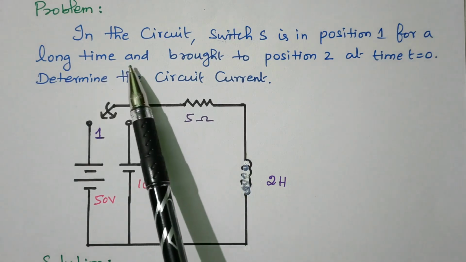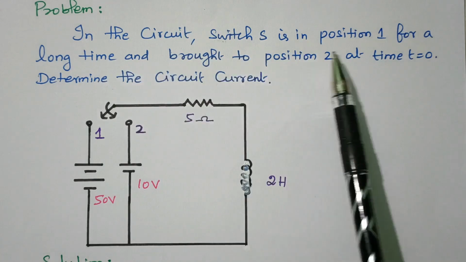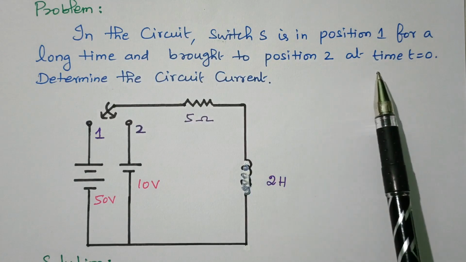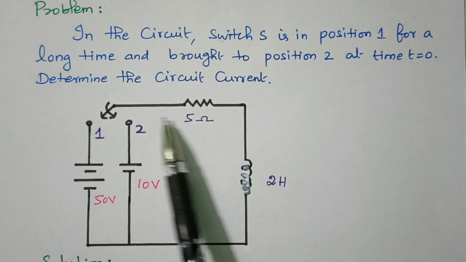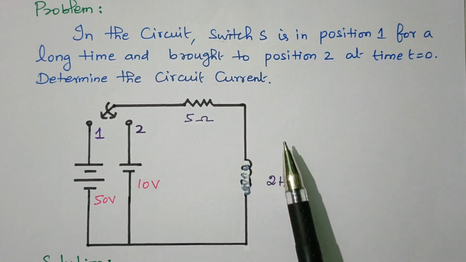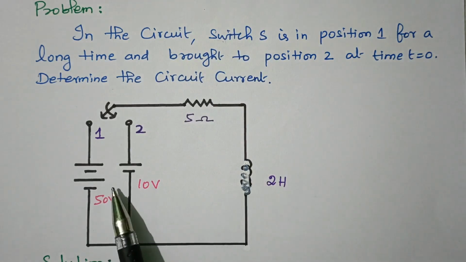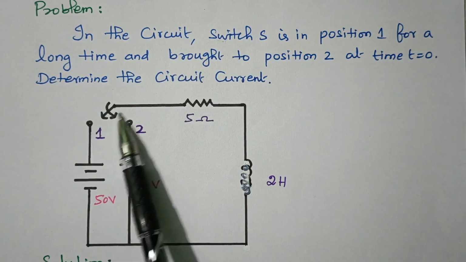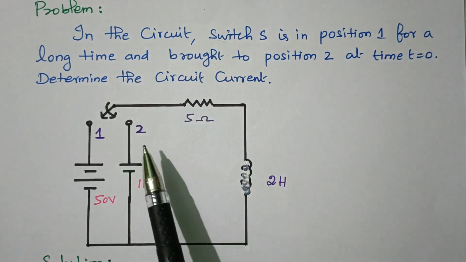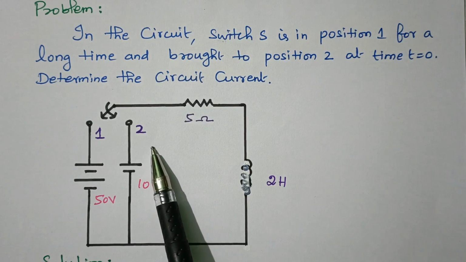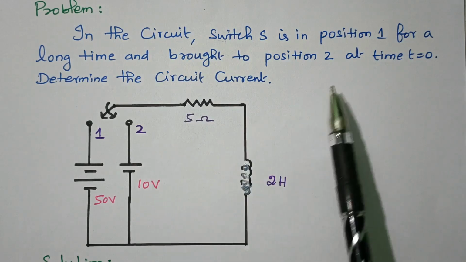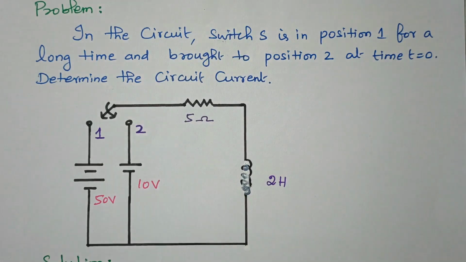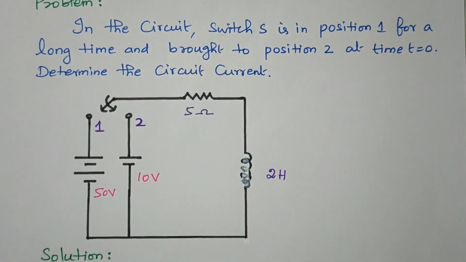So the statement is, in the circuit, switch S is in position 1 for a long time and brought to position 2 at t equal to 0. Determine the circuit current. So there are two positions available. In position 1, the switch is kept for a long time, so that the inductor will store the energy. After that, the switch is positioned at position 2 at t equal to 0. For that, we need to determine the circuit current. What is the current flowing through the circuit?